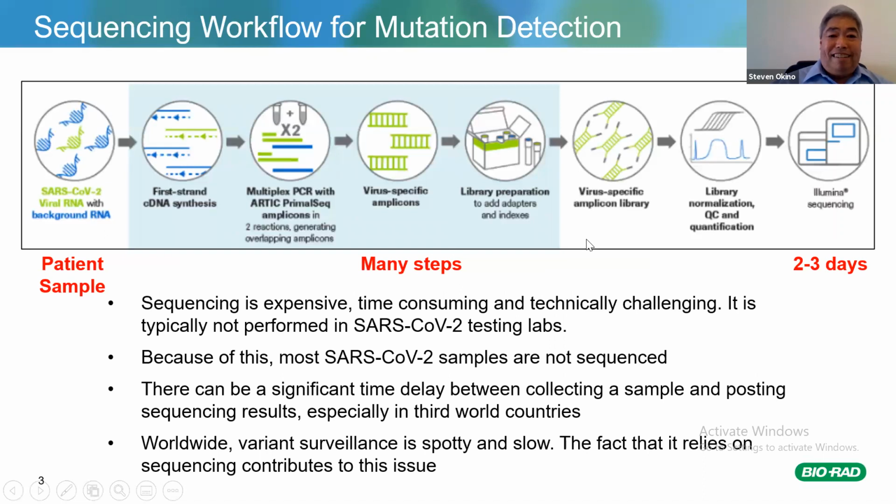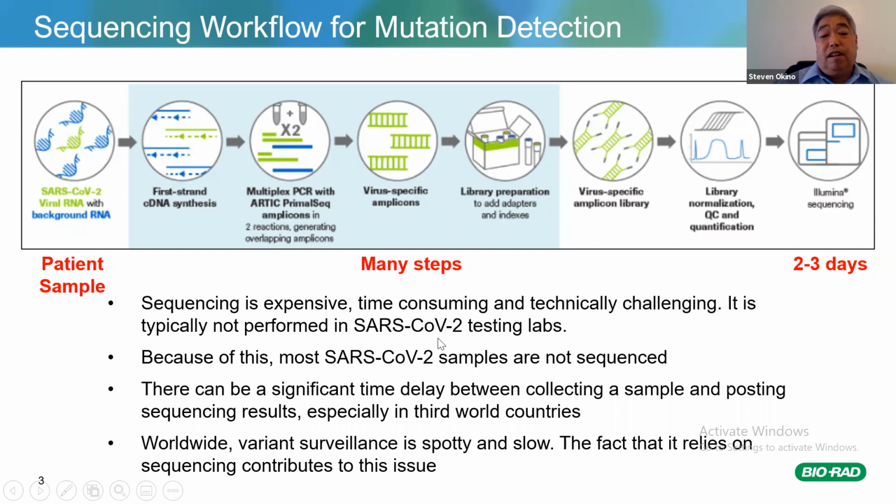This gives a simplified view of what sequencing is. When they want to get the sequence of a SARS-CoV-2 virus in a patient sample, they start with the patient sample. They then perform many, many steps to make a sequencing library. They sequence it, analyze the data, and after about 2 or 3 days, they have data on the genomic sequence of the virus. However, sequencing is really expensive, time consuming, and very technically challenging.